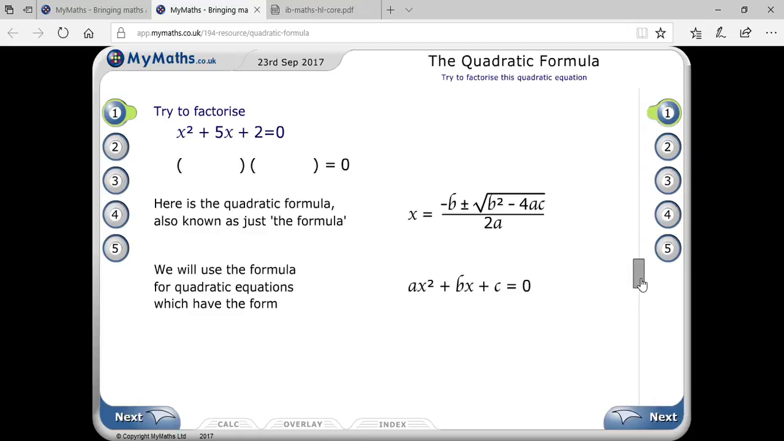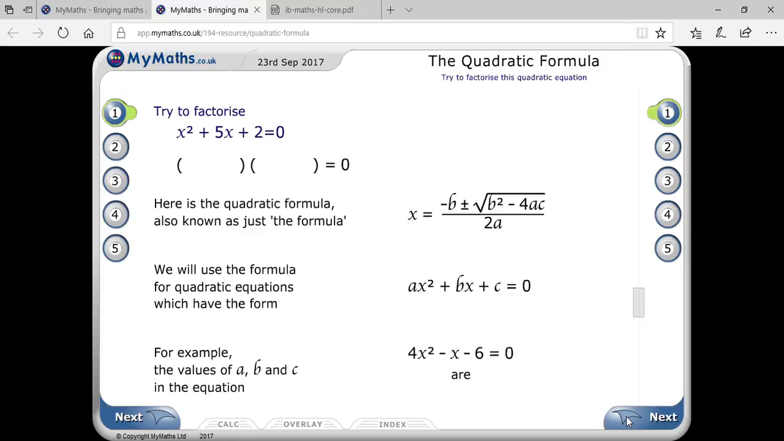Okay, now we can move to the next. For example, the values of a, b, c in the equation 4x square minus x minus 6 are a equals 4, b equals minus 1, c equals minus 6. Clear? Now you can see that the computer is also assigning values on your screen: a equals 4, b equals minus 1, and c equals minus 6.